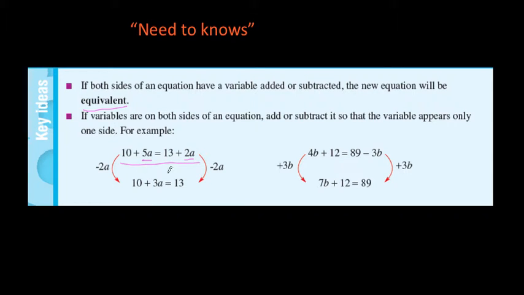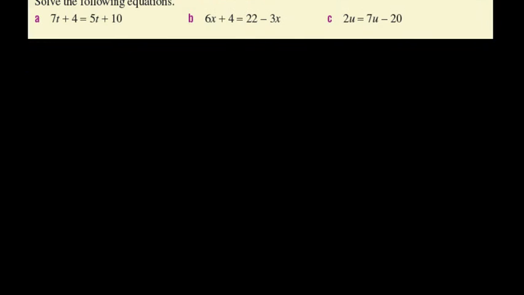For example, as done here, we have minus 2a from both sides to make the variable only be on this one side. For this one, we have added 3b to both sides so that the b is only on this side. Alright, we'll have a crack at solving some of these in some examples. So, let's start with this one.